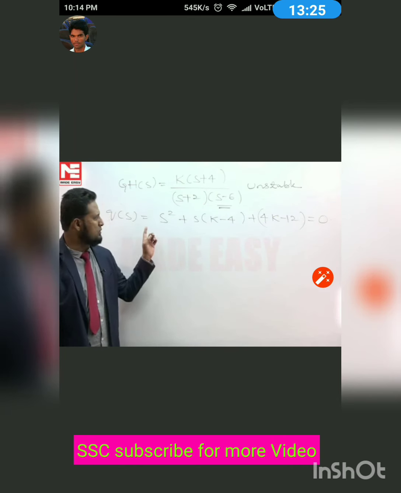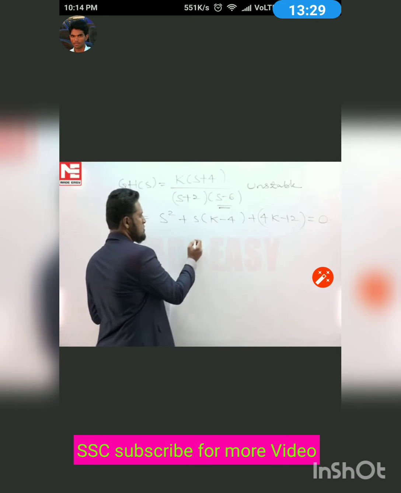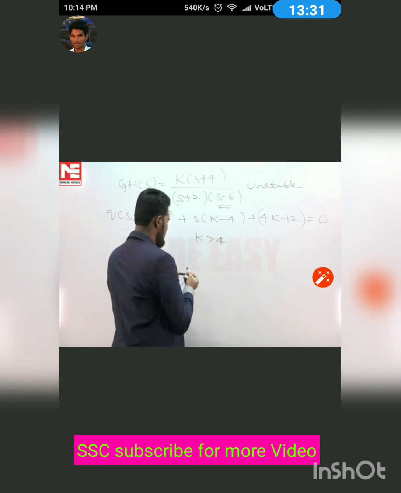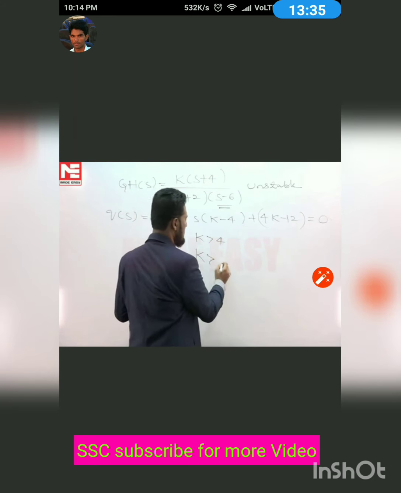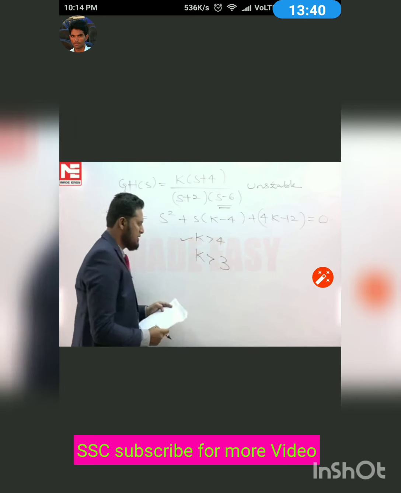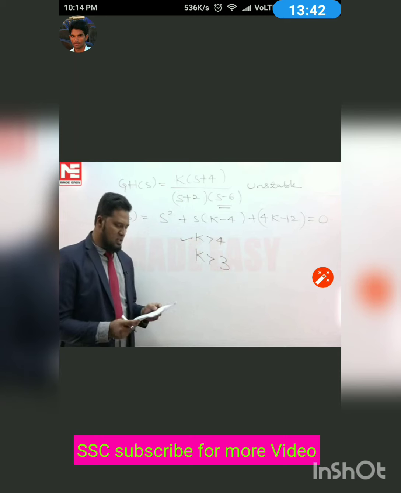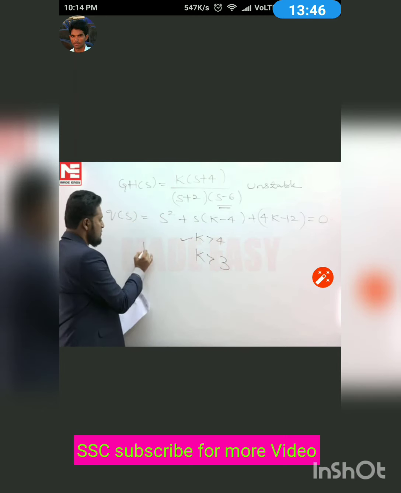That is, all the coefficients of the characteristic equation should be present and must have same sign. So condition K greater than 4 and K greater than 12 by 4, that is 3. So hence we choose K greater than 4 as the final answer. Since it is mentioned that for K greater than 4, the closed loop system is stable, answer to the question is B.